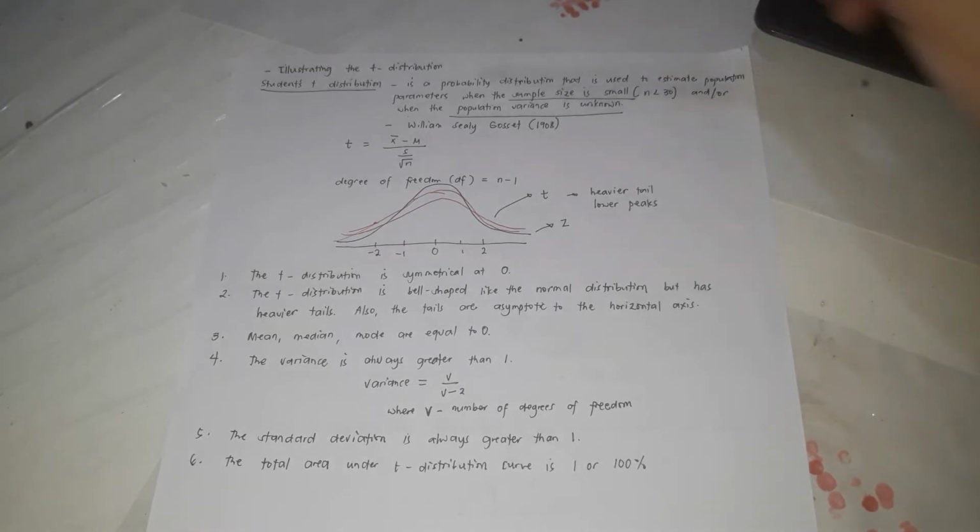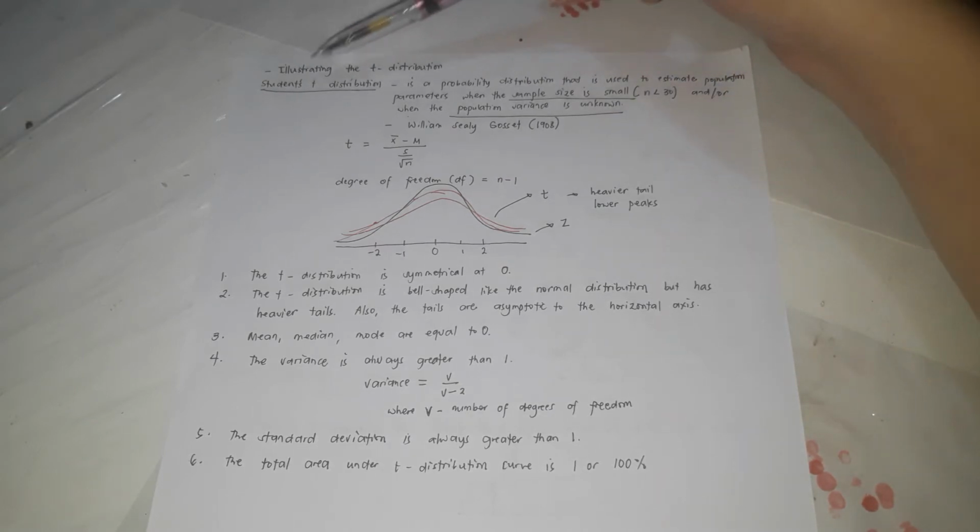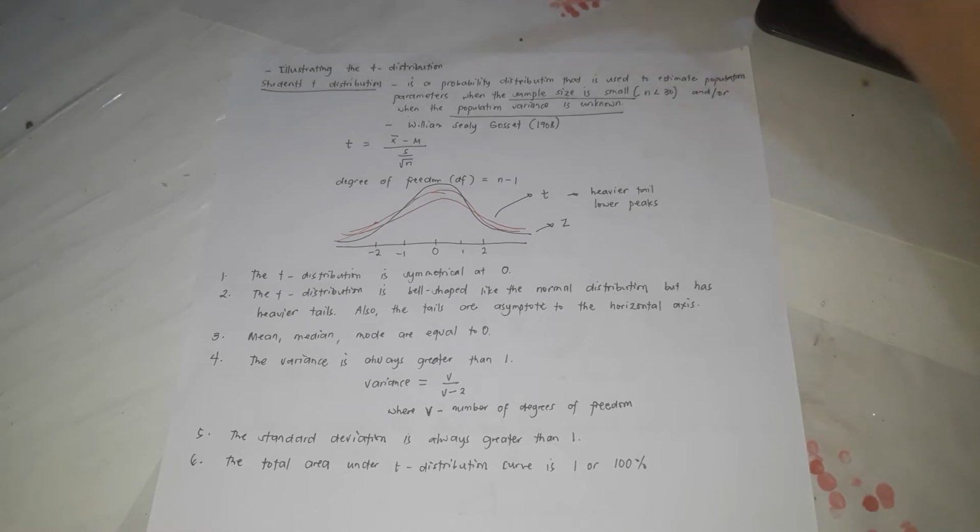It is Student's, it is not Gosset, it is Student's, because Student is the pen name that was used by Gosset when he published this paper talking about the T distribution.